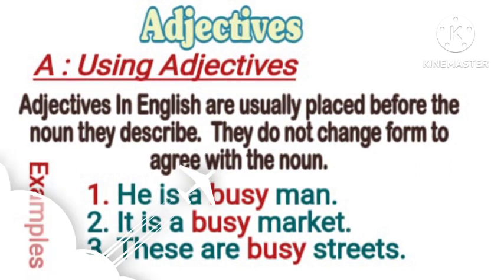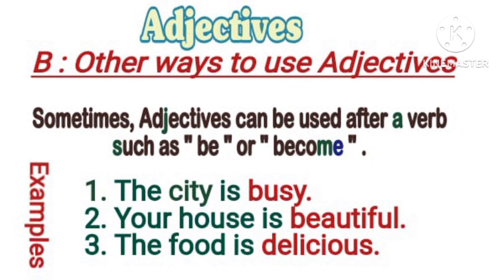Other ways to use adjectives. Sometimes, adjectives can be used after a verb, such as be or become. Examples. 1. The city is busy. 2. Your house is beautiful. 3. The food is delicious. Here, busy, beautiful and delicious are adjectives used after the verb is.